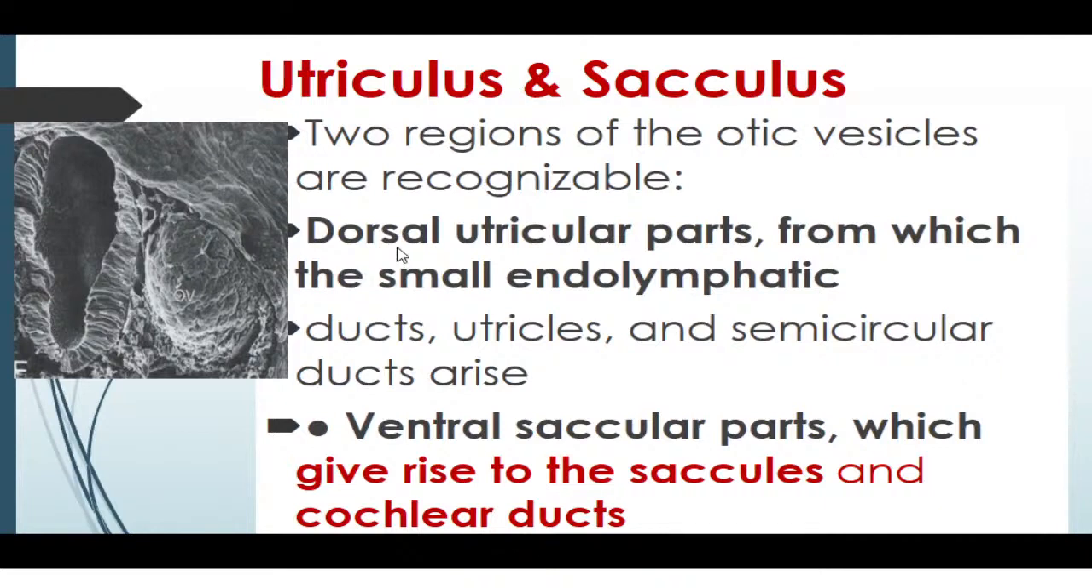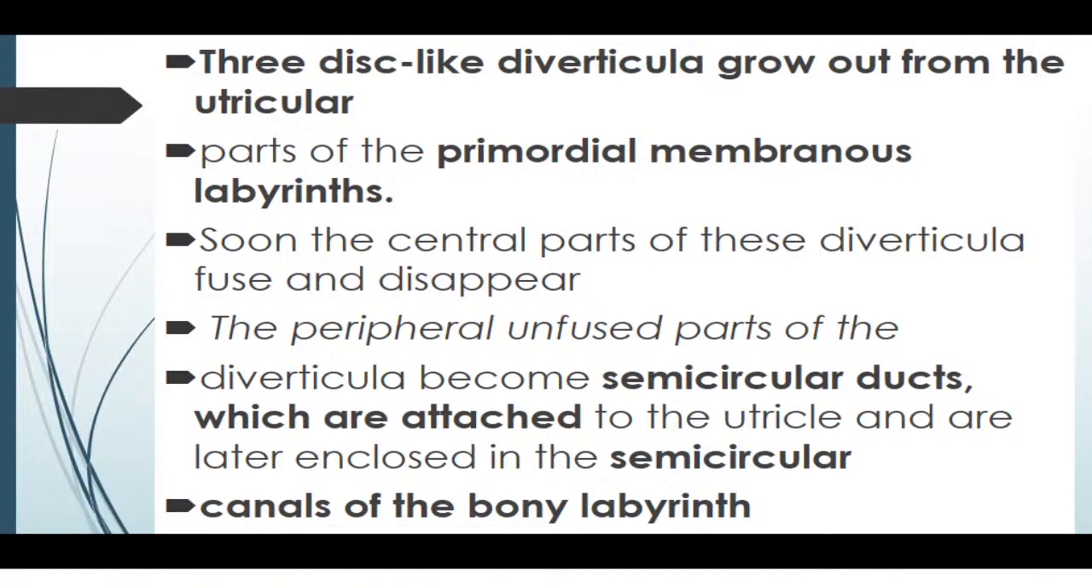Two regions of the otic vesicle are recognized. The dorsal utricular part gives rise to the endolymphatic duct, utriculus, and semicircular ducts. The ventral saccular part gives rise to the sacculus and cochlear duct. Three disc-like diverticula grow out from the utricular part of the primordial membranous labyrinth. The central parts of these diverticula fuse and disappear. The peripheral unfused parts of the diverticula become the semicircular ducts, which are attached to the utricle and later are enclosed by the semicircular canals of the bony labyrinth.